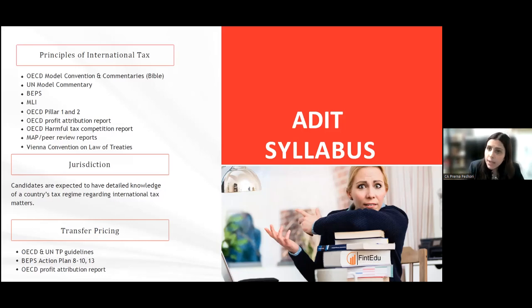Then under the thematic module, again, you would have, let's say, EU direct tax. I've spoken here more about transfer pricing, because transfer pricing is one such paper which is more commonly opted. There you have the OECD and the UN TP guidelines, BEPS action plan 8 to 10, 13, OECD profit attribution report, all of that. So this is the syllabus for the ADIT.